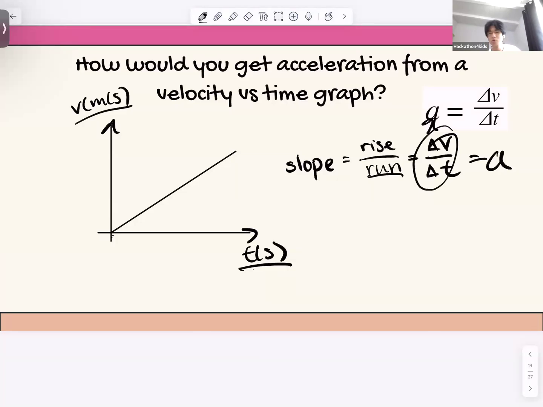And we can actually prove one of our kinematic equations from this. So a equals delta v over delta t, which is equal to this.